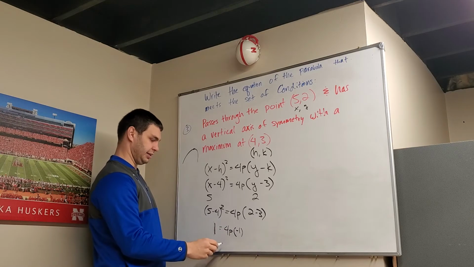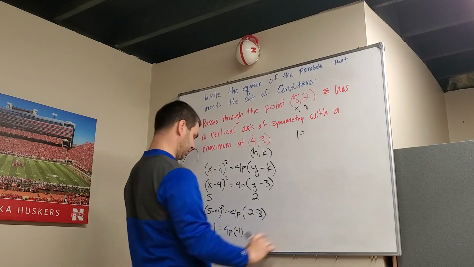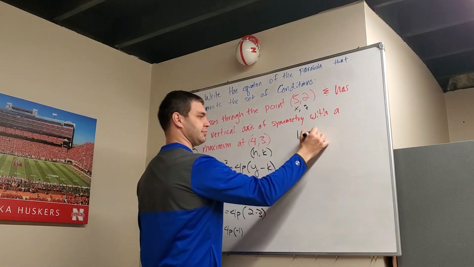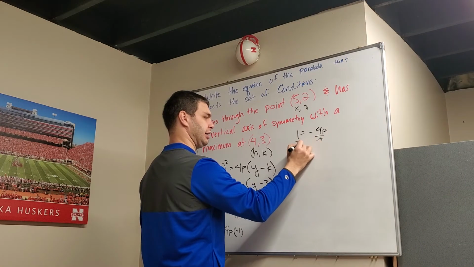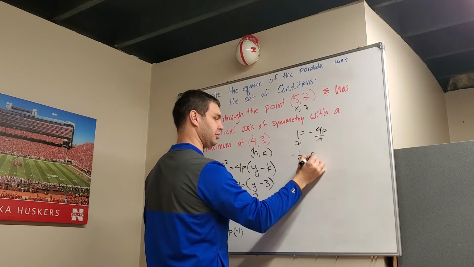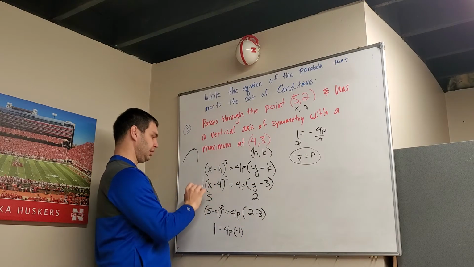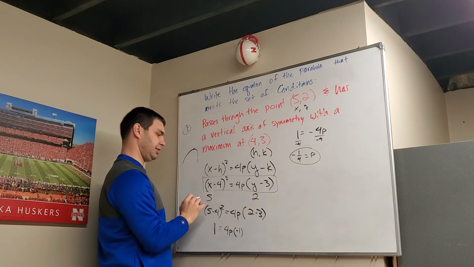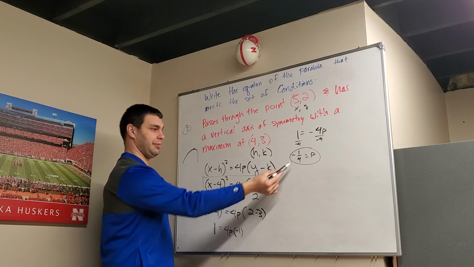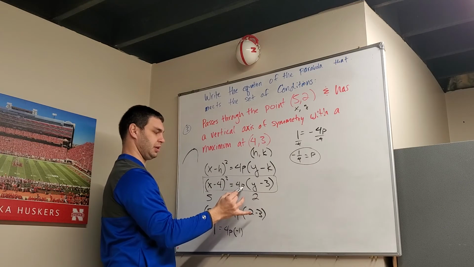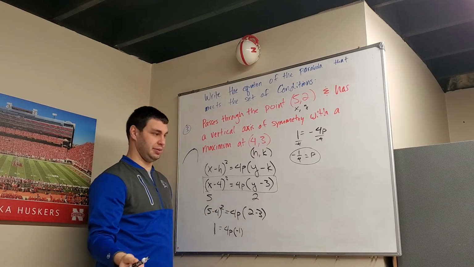Okay, well, if I simplify this, that's going to be 1 equals negative 4p. Divide by negative 4, and negative 1/4 equals p. Okay, so now I know the p value. So I'm going to go back to kind of this part here, and instead of having x, p, and a y, I'm going to plug in what p equals into the p there, and then I'll just have an x and a y, and that'll be my equation.